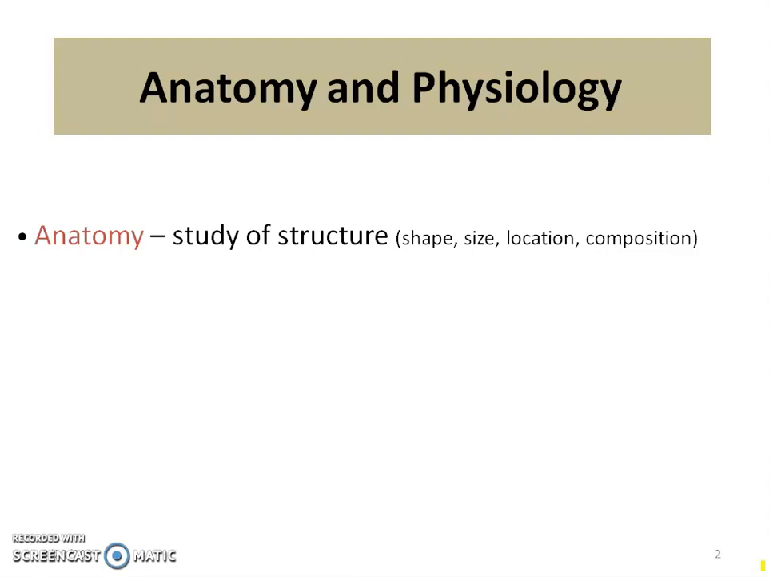First, what is anatomy? Anatomy means the study of the structure of a particular organ. That means the study of the shape, size, location, and composition of the particular organ. It's called anatomy. Physiology means the study of the function, meaning how a particular organ works. Sorry, it's called physiology.